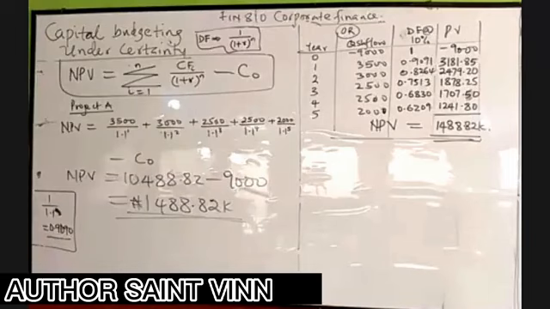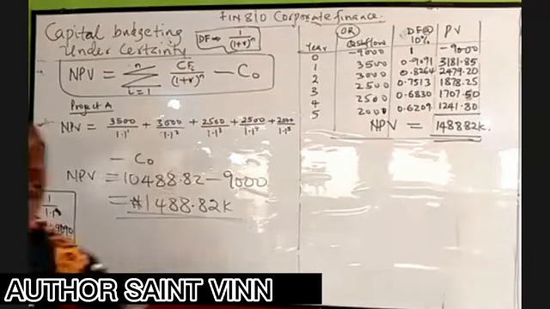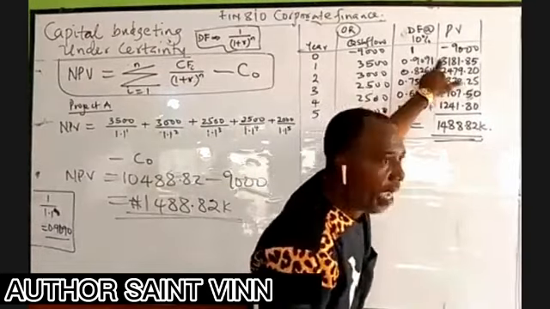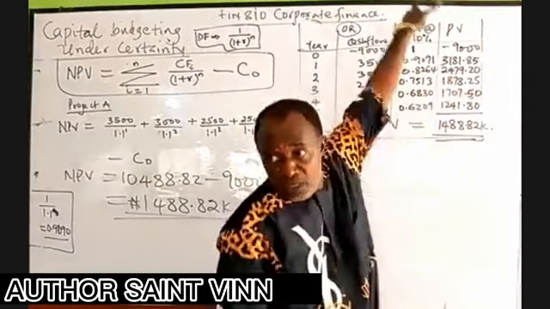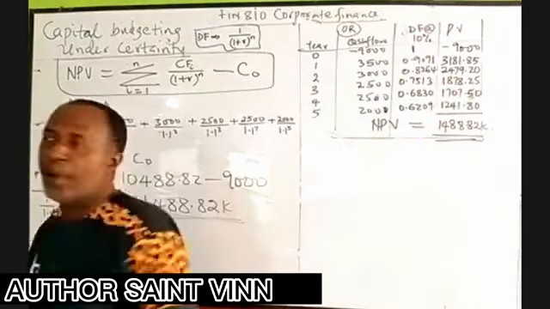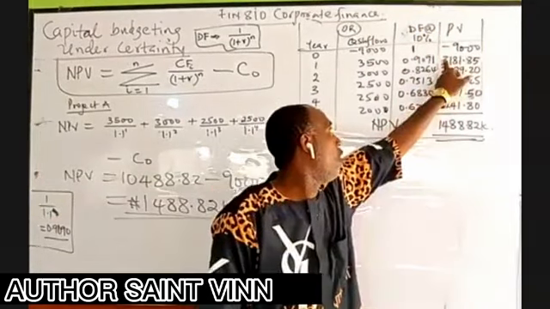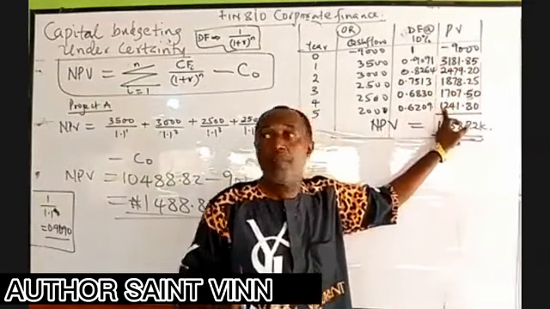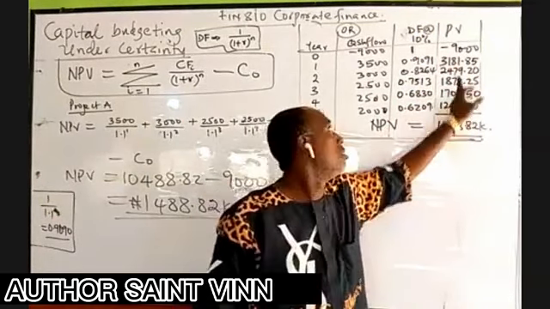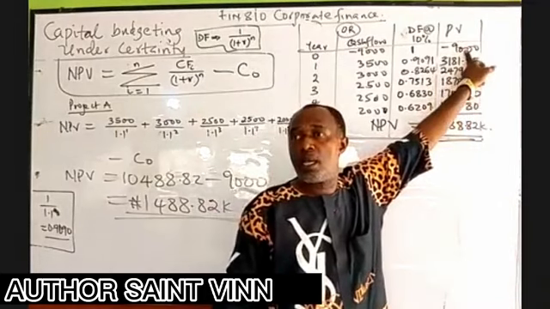We add it: minus 9 plus. You put them in the bracket, whichever one you like. You add all this from here to this point. You add all this minus 9,000. All this from here to this point is the present value. This is the cash outlay.